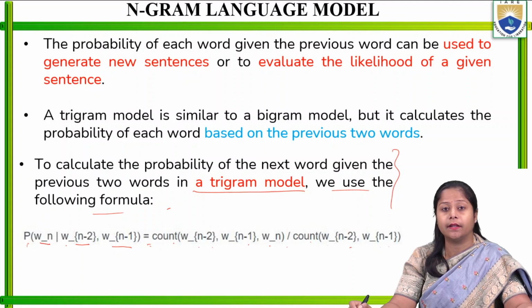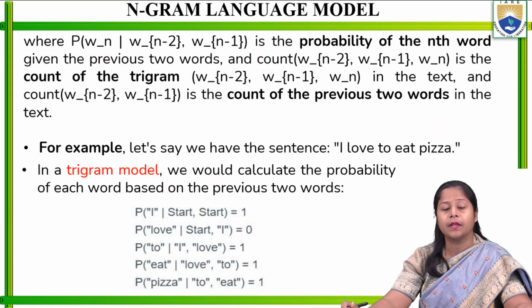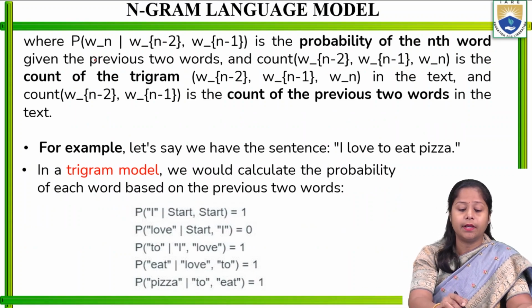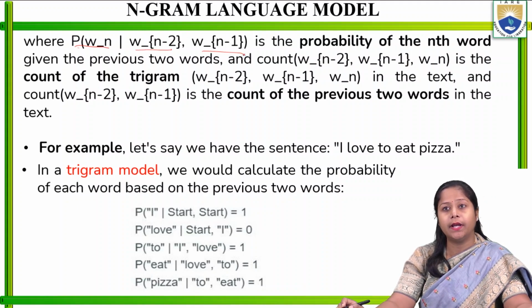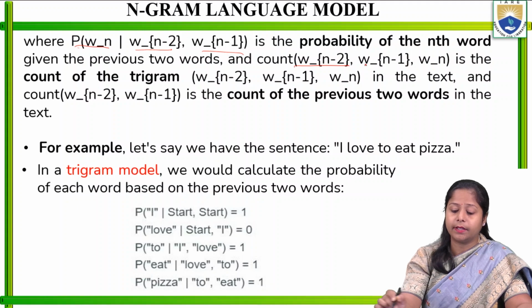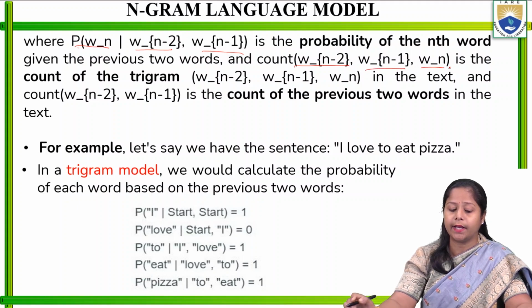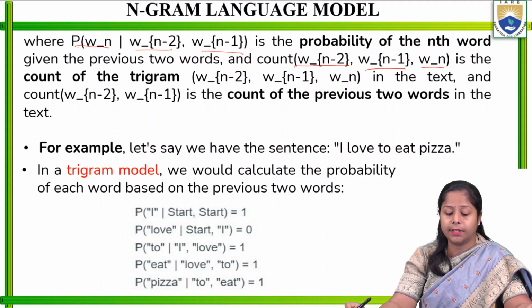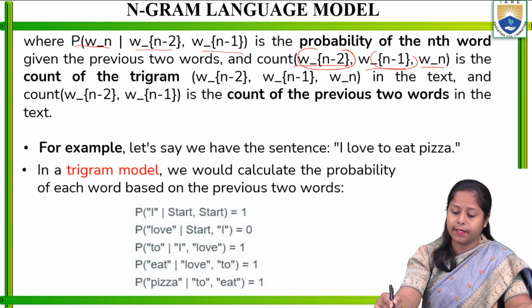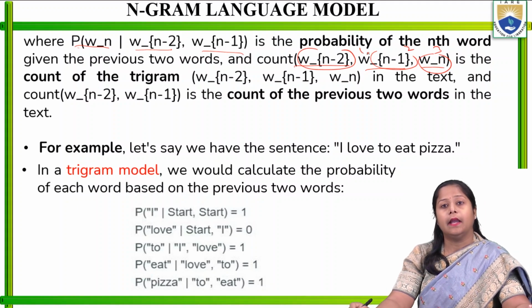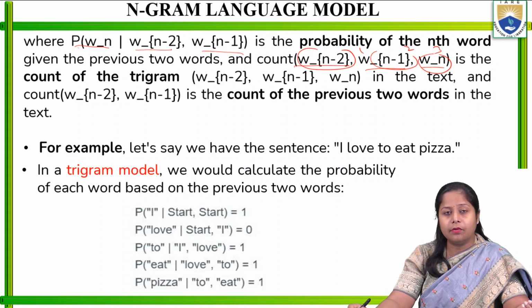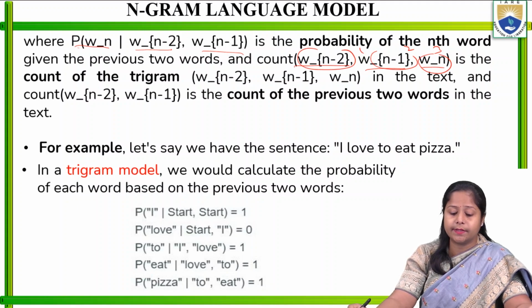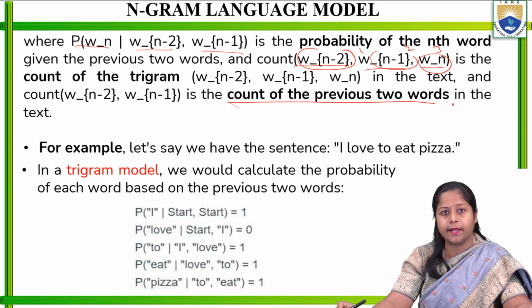This is how we can get the likelihood of this particular formula probability. The probability of Wn given Wn minus 2 and Wn minus 1 is the probability of the nth word given the previous 2 words, and the count of that particular Wn minus 2, Wn minus 1, and Wn is the count of the trigrams. There are 3 trigrams: first, second and third, right? And the count of Wn minus 2 comma Wn minus 1 is nothing but the count of the previous 2 words in the text.